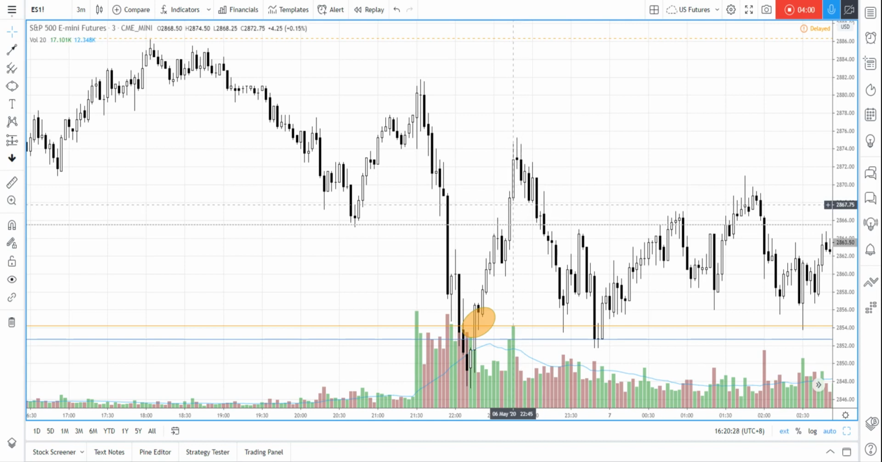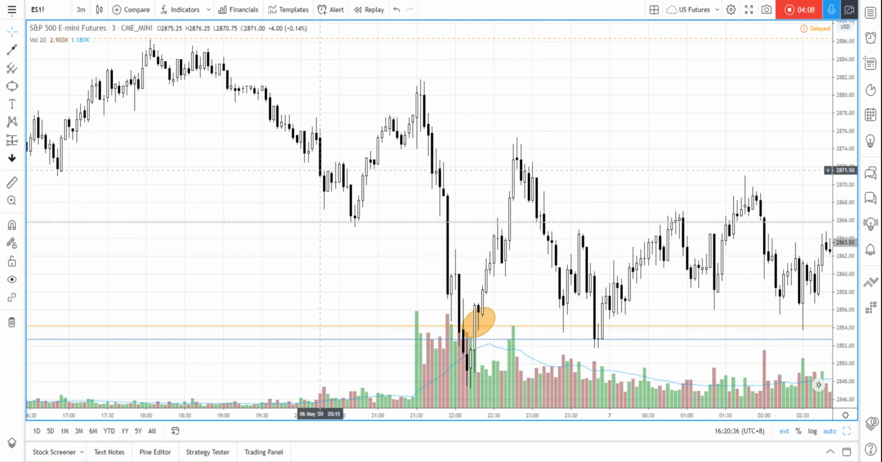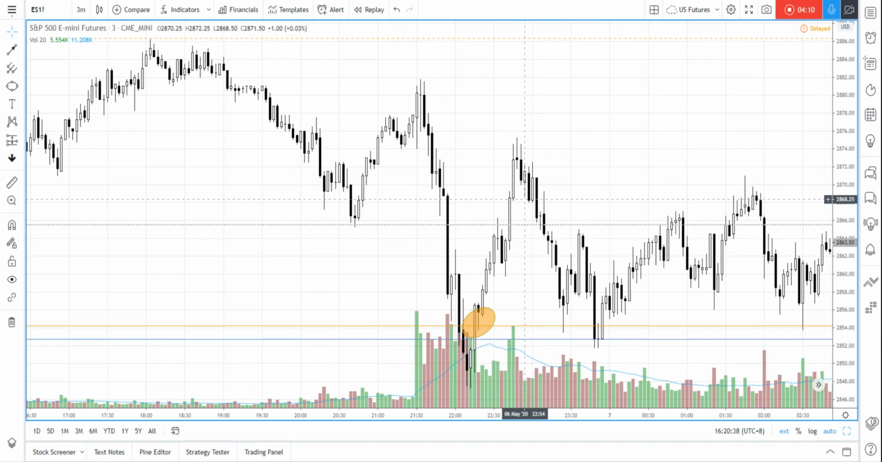If you trail behind this bar here, then you get stopped out at 1103 at this bar. So this is the trade that I actually took.